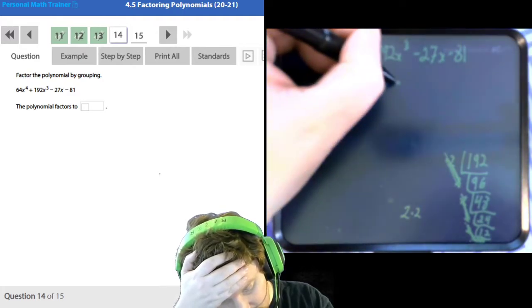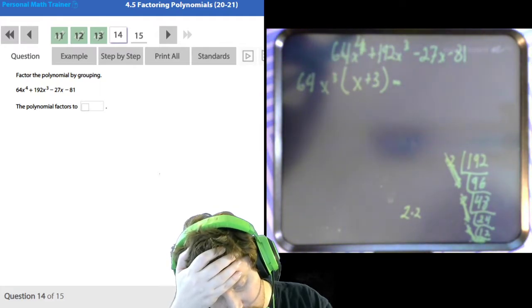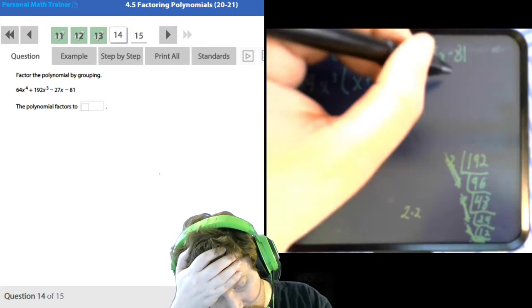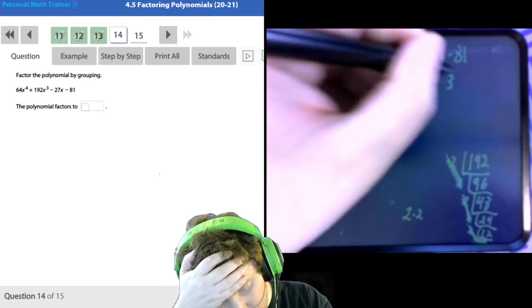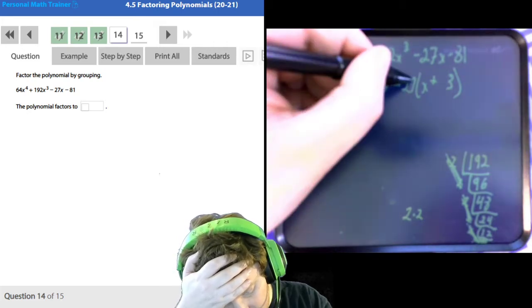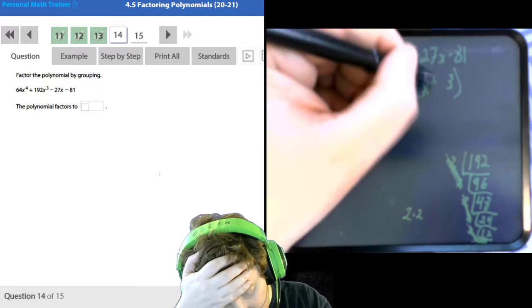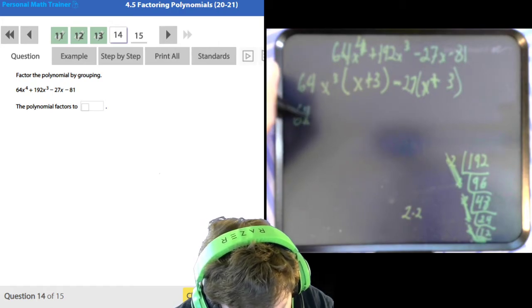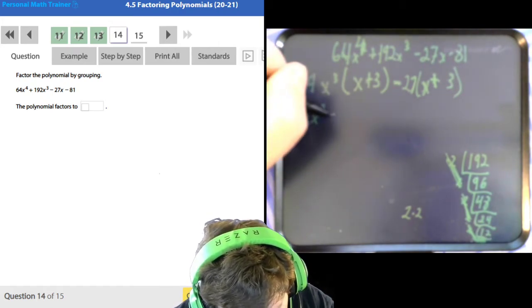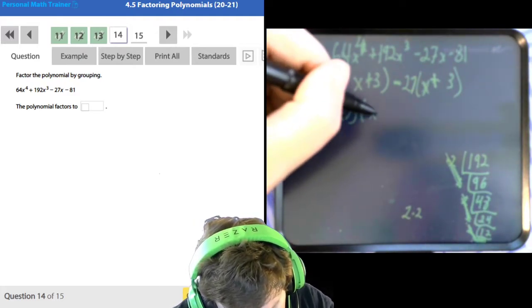And then we've got, does 27 go into both of these? Yeah, this is 3 times 27. Notice that I'm actually pulling the negative 27 out, and the reason I'm pulling negative 27 out instead of positive 27 is to make these two match. So now that those match, I've got 64x cubed minus 27 and x plus 3.